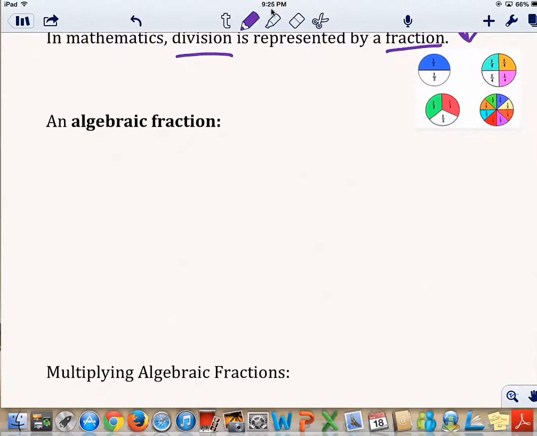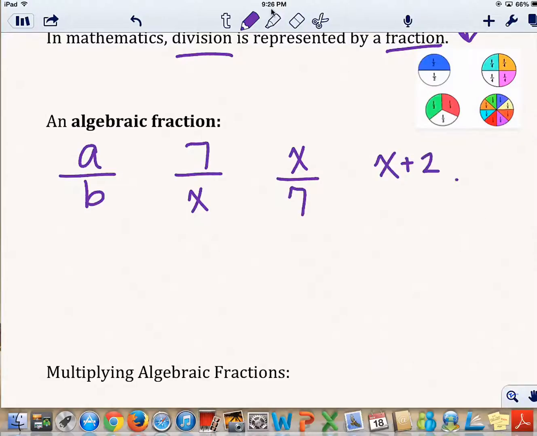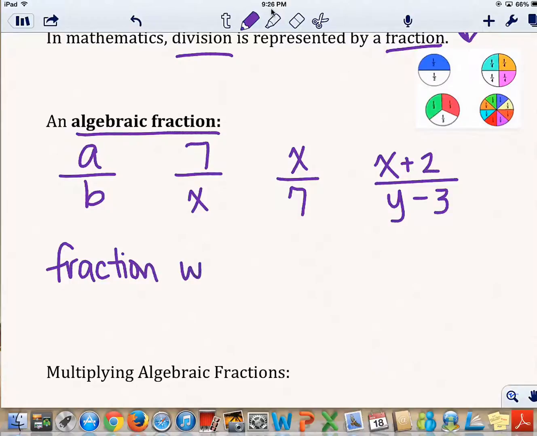Okay, so an algebraic fraction. If we start off with just an algebraic fraction, it's any fraction that has a variable. So a divided by b, or 7 divided by x, or perhaps x divided by 7, or even something like x plus 2 over y minus 3. So an algebraic fraction is just that, a fraction with a variable in either the numerator, the denominator, or both.